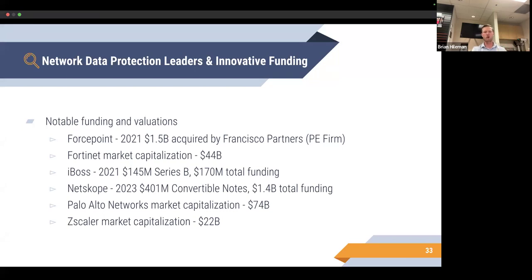So you've got ForcePoint that was acquired recently for 1.5 billion by Francisco Partners. You've got Fortinet at a 44 billion market cap. You've got Palo at a 74 billion market cap, Zscaler at 22 billion. This is a lot of money. So yeah, I'm not showing you any startup that's coming in here that's going to create a network DLP solution, right? Because it's just not going to happen, right? These solutions are now part of a platform.